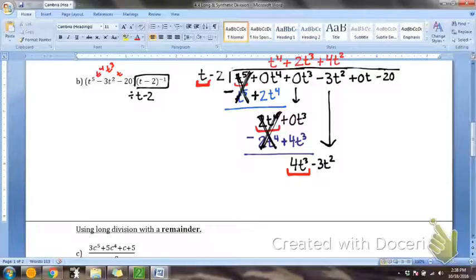Okay, so now we go back to the same process. 4t squared times t. 4t to the 3rd, and then what is 4t squared times 2? Negative 8. Be careful with your multiplication.